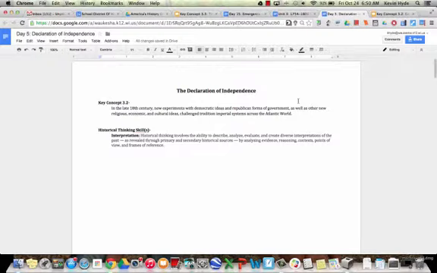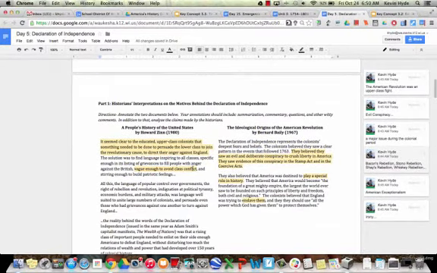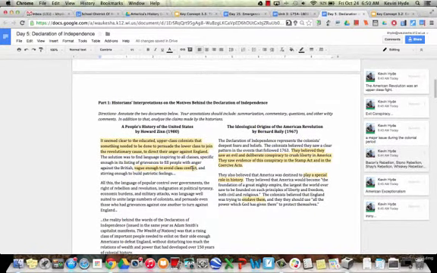And so what this assignment, guys, had you do was obviously cover something super important, which is the Declaration of Independence, something you're obviously going to have to know. But secondly, it's working on the skill of interpreting primary and secondary sources. So if we scroll down to part one here, the first thing you were asked to do was basically read two interpretations on the motives behind the Declaration of Independence.